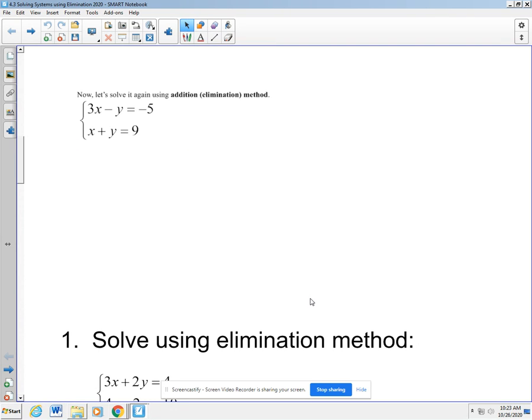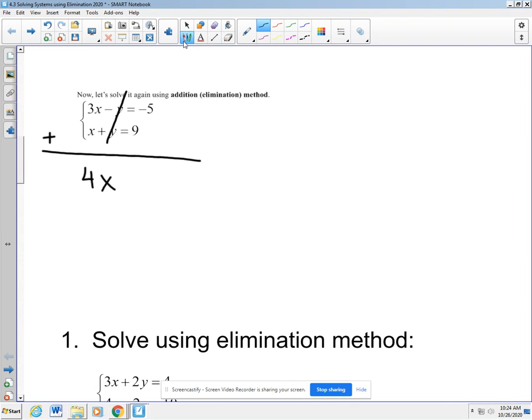So right away, let's add the equations. If you add the equations, 3x plus x is equal to 4x, -y and y will cancel each other. That's why it's called the elimination method. And -5 plus 9 is equal to 4. Divide by 4, divide by 4. x is equal to 1.